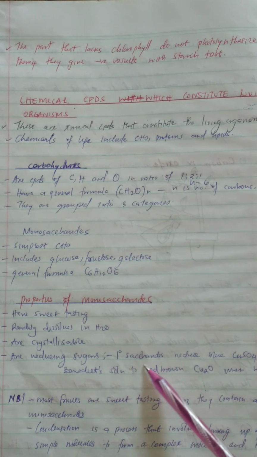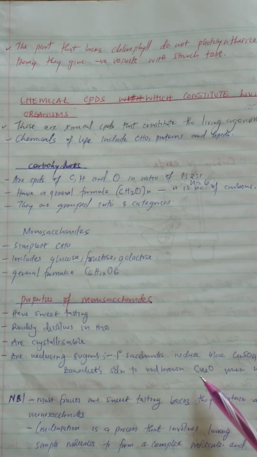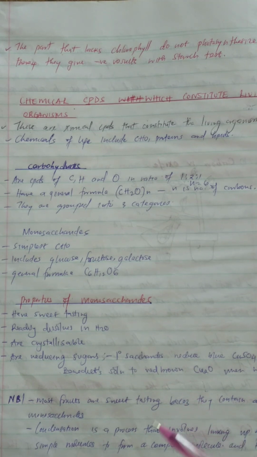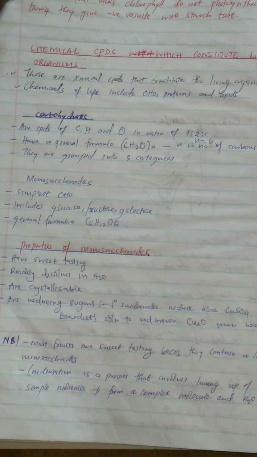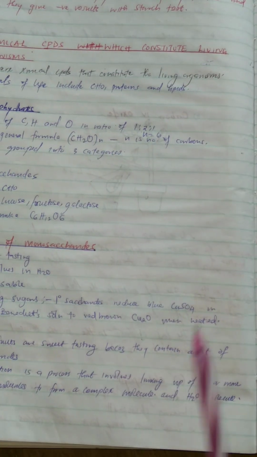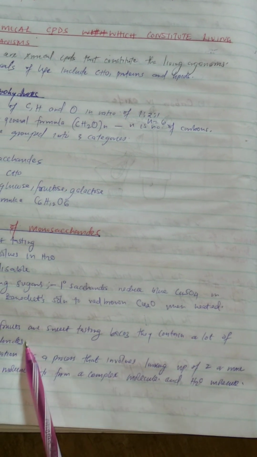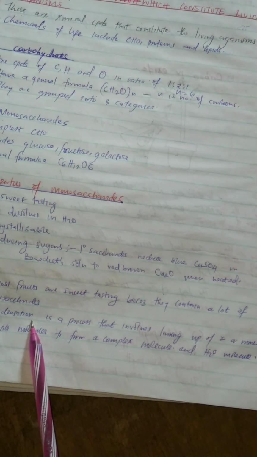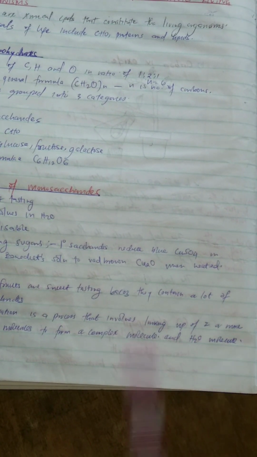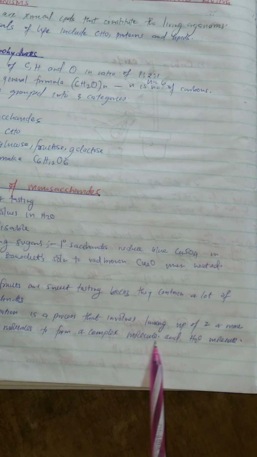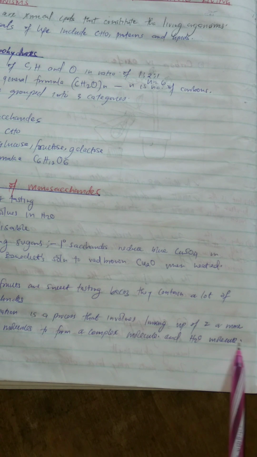And that means that monosaccharides reduce blue copper 2 sulfate in a Benedict's solution to red-brown copper 1 oxide when heated. Something you really need to note also is that most fruits are sweet tasting because they contain a lot of monosaccharides. Then we need to define what condensation is. It's just a process that involves linking up of two or more simple molecules to form a complex molecule and a water molecule. So if we want to make more complex carbohydrates, then we have to link them up together.